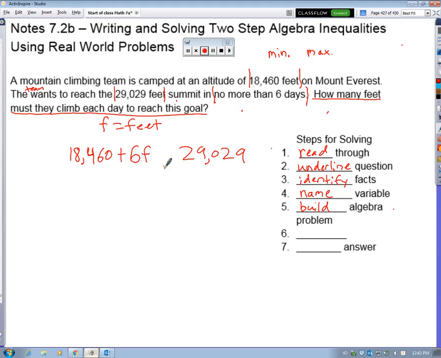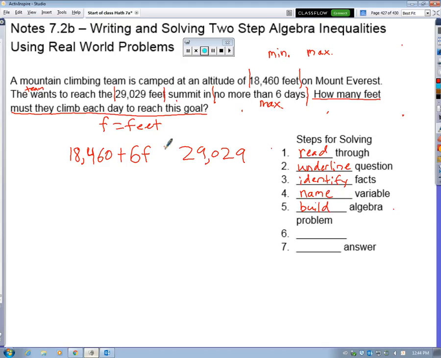Okay, now let's try and figure out what type of sign is going to go here, what type of inequality. Take a look at this. No more than 6 days. Okay, so they don't want to go over 6 days of hiking to get to the top. If they do it in 5 days, that's fine. If they do it in 7 days, that's not going to work for them, okay? So no more than 6 days. 6 days is their maximum. Okay, they can't go over 6 days.